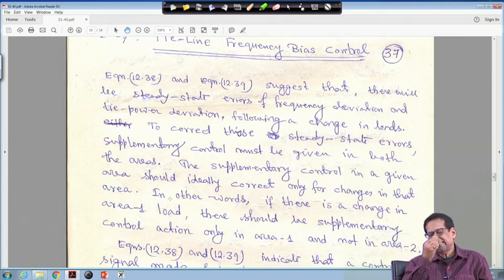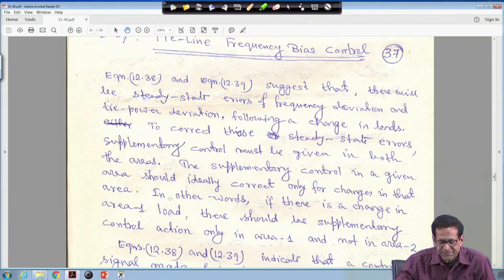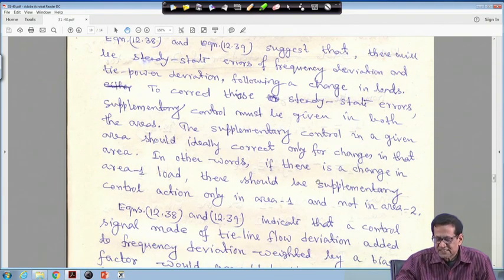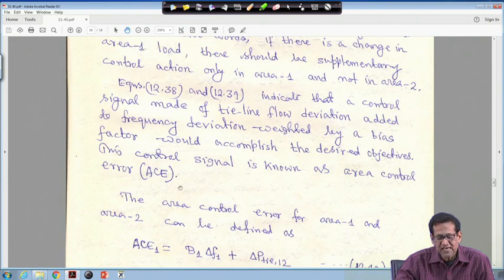Suppose you have integral controllers in area 1 and area 2. If there is a load disturbance in area 1, then the controller in area 1 must correct the frequency deviation of its own area. In other words, if there is a change in area 1 load, there should be supplementary control action only in area 1 and not in area 2. Therefore, equations 38 and 39 indicate that a control signal made of tie line flow deviation added to frequency deviation weighted by a bias factor would accomplish the desired objective. This control signal is known as area control error.